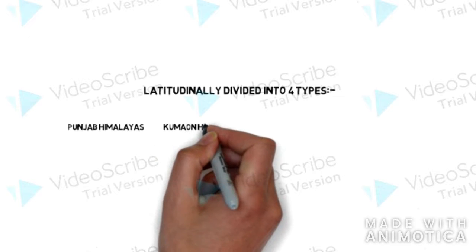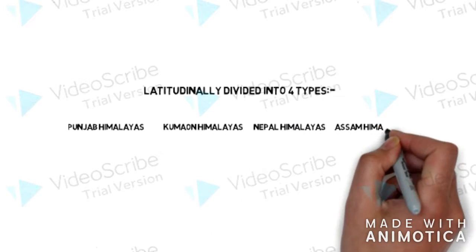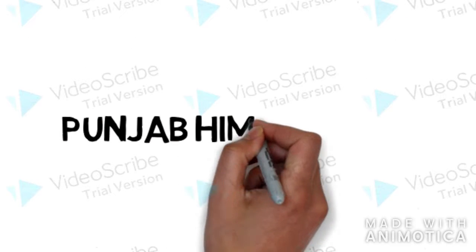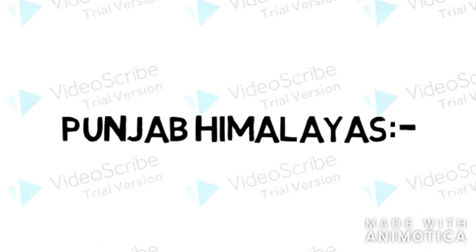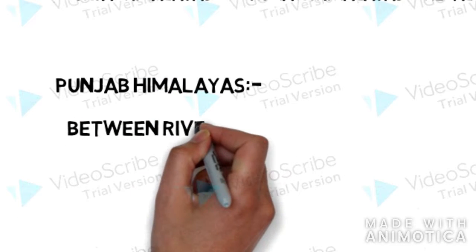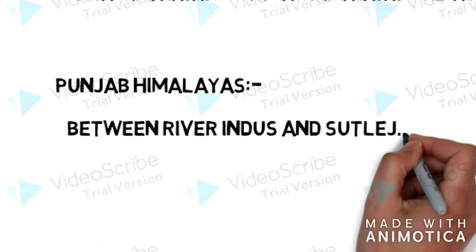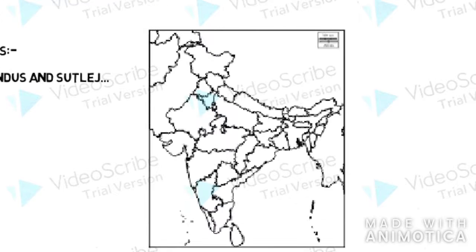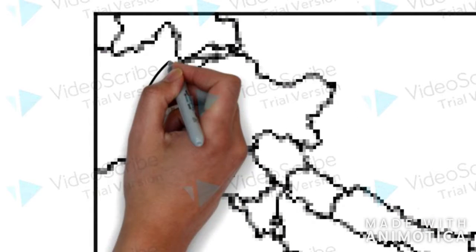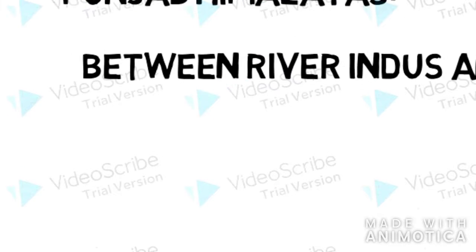They are divided on the basis of the rivers: Punjab Himalayas, Kumaon Himalayas, Nepal Himalayas, and Assam Himalayas. So now let's look at them and visualize them. So Punjab Himalayas. What is Punjab Himalayas? They are between the rivers Indus and Satluj. So now let's take an India map and visualize it. So here is where the Punjab Himalayas are located.